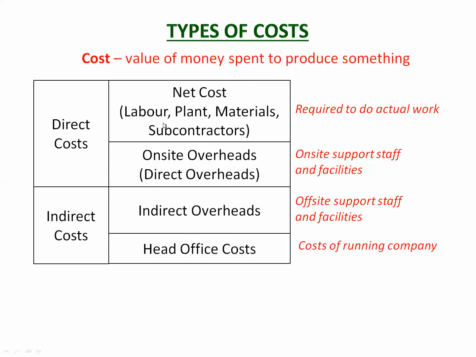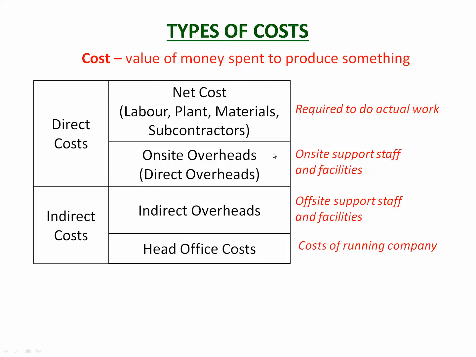So that'll be the labor doing the work, the plant, the materials that you're required to put into it, the subcontractors you bring on site. So all the things that are physically producing the product. In the case of a design, it would be the people doing the design work and producing the drawings and contract documents. In addition to that, there are on-site overheads.